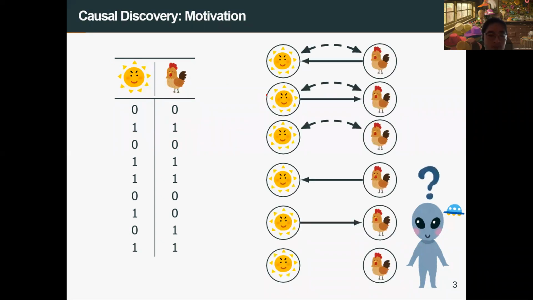The alien comes up with a bunch of different hypotheses about what the relationship could be. Maybe there's a latent variable that affects both the sun and the rooster. Maybe it's just the rooster affecting the sun completely on its own. It doesn't know. So the goal of causal discovery here is to try to figure out which graph corresponds with, or should be corresponding with, the data.